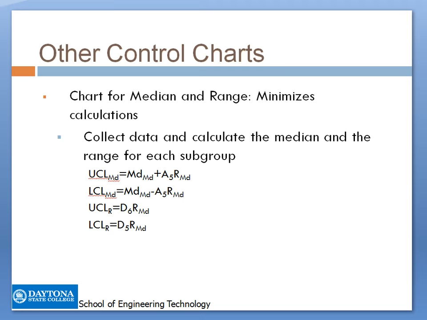We also have the chart for median and range. And this will help you to minimize calculation. You need to collect data and then calculate the median and the range for each subgroup. Once you do that, you find the upper control limit and the lower control limit for both the median and the range. Now, the principal benefits of the median chart are that there is less arithmetic, it is easier to understand, and it can be easily maintained by the operator.